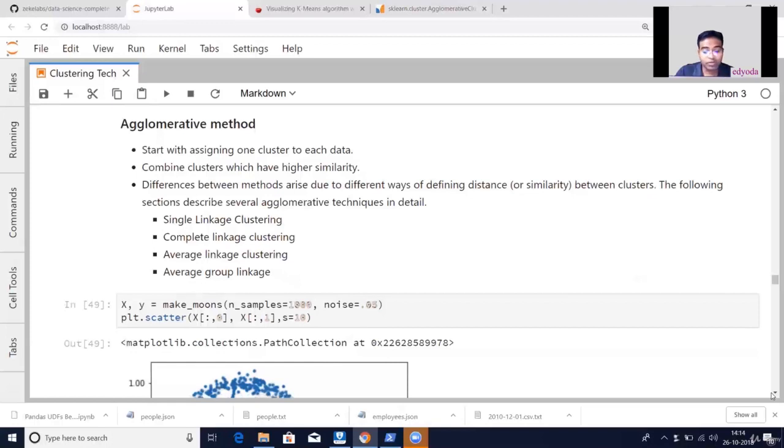The entire process starts with assigning one data point to each cluster. Then finding the similarity between the clusters and combining the most similar clusters together. So combining clusters with higher similarity, that's the step over here. The differences between the different sub techniques of the agglomerative method is how you find similar clusters. Either you can calculate the farthest point between the clusters, or the closest point between the clusters. Up to you. There are 4 techniques by which you can find similarity between clusters. Let's see it in code.